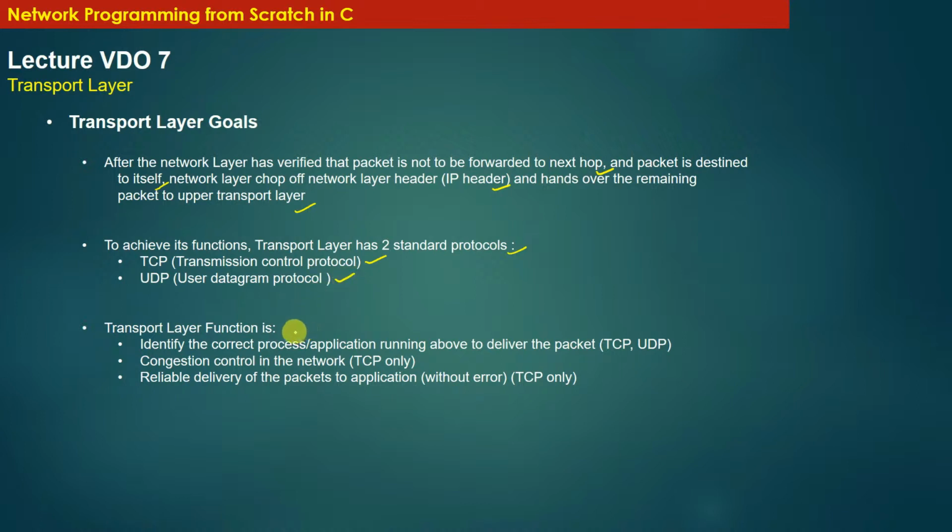So what is actually the function of the transport layer? The transport layer's function is to identify the correct process or application running above the transport layer to deliver the packet to. This is done by the transport layer protocols TCP, UDP, or you can have your own custom protocol running at the transport layer.